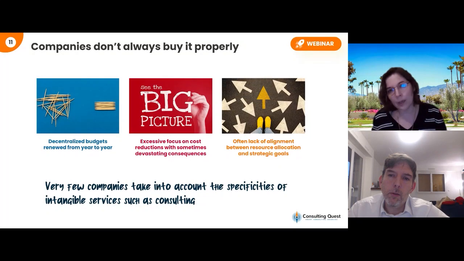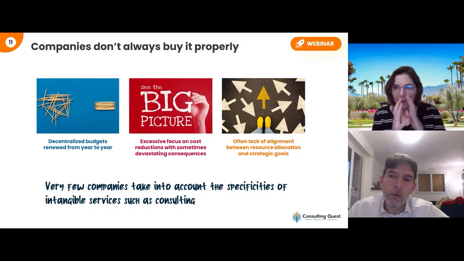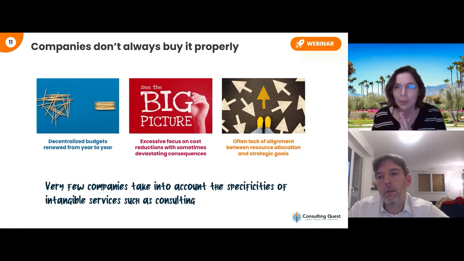And the last part is sometimes there is a lack of alignment between what is your strategy and how you allocate your resources to advance your strategy. And obviously consulting is one of those resources, and some companies don't make that work together, and therefore they spend money, and a lot of money in some cases, on projects that are not really higher priorities to advance the strategy, and that can be a problem as well.